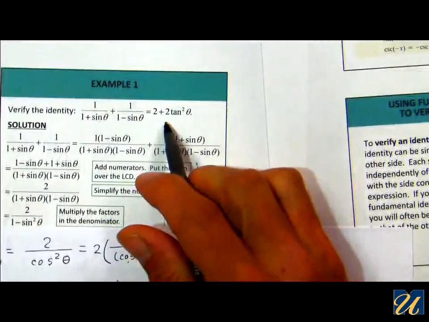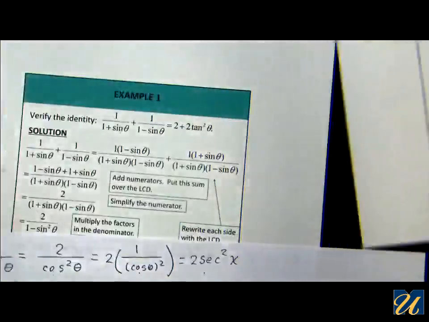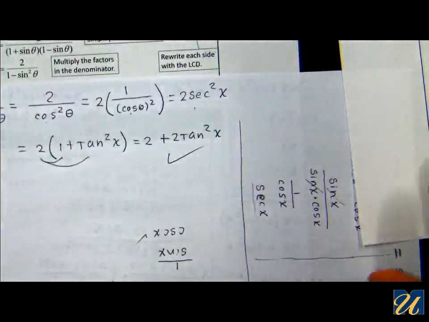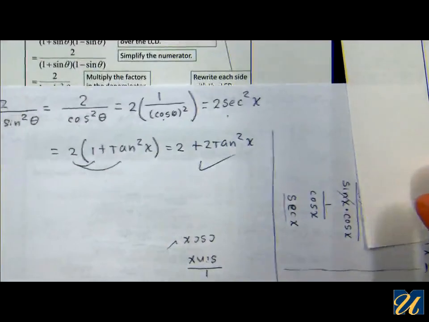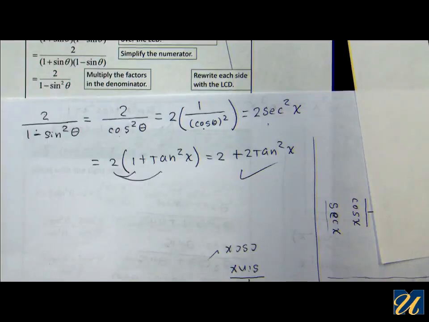Check that, make sure. Yep, that's the right side. Show it equal to 2 plus 2 tangent square. So we got it by staying on the left side and ending up with the right side. So there's more than one way to go about it. Let's look at the last problem that we need to come back to here, number 5, and we'll verify that identity right there.